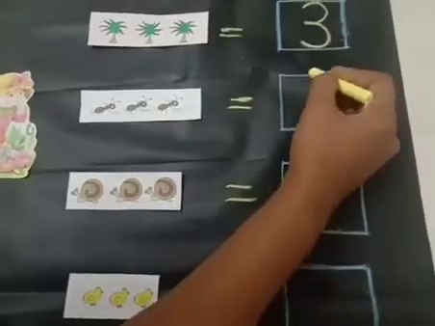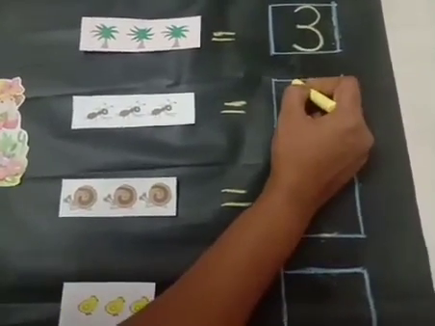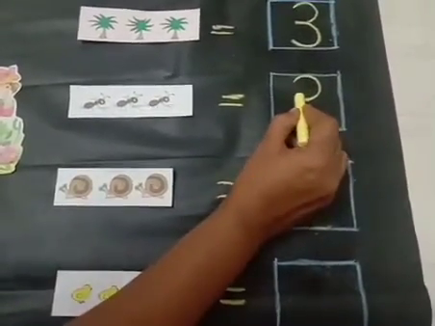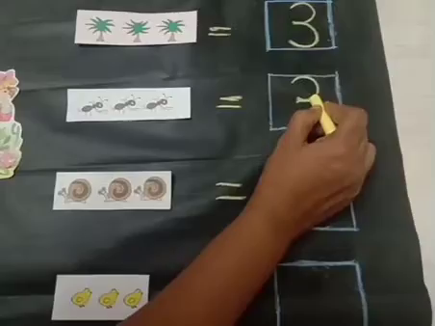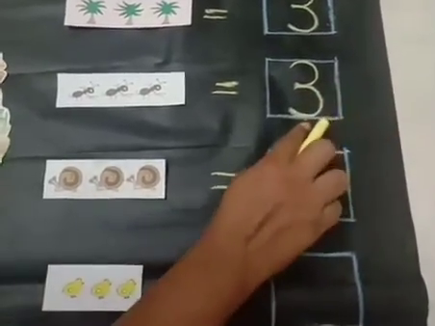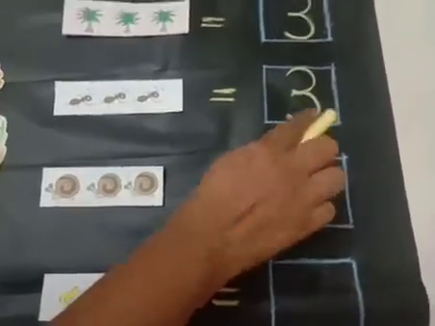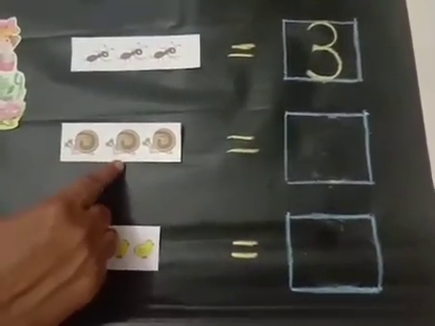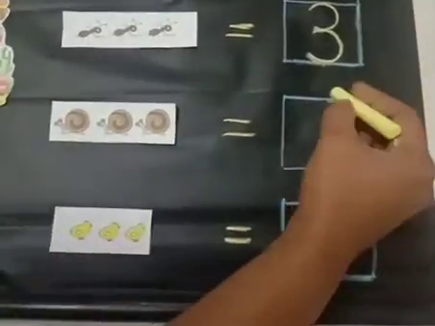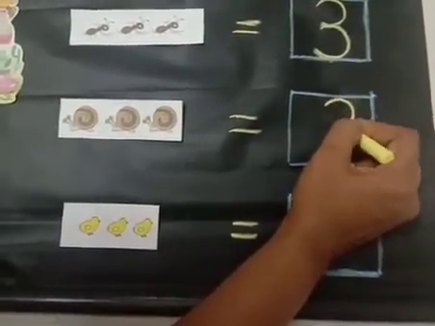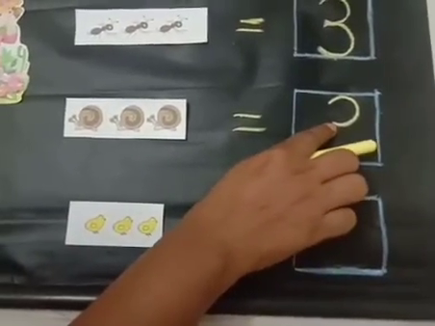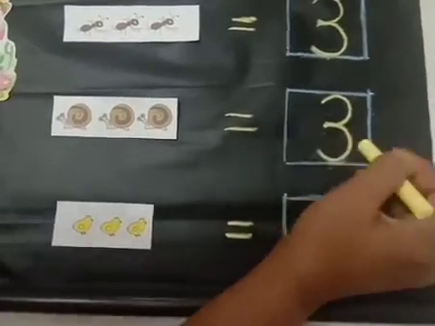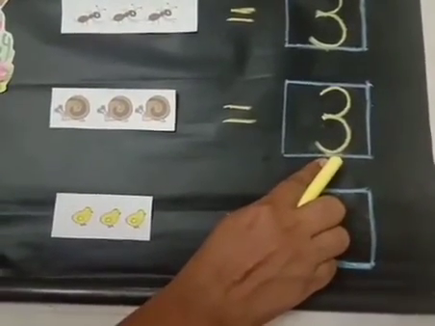Once again I will write and show how we write number 3. Draw a half circle like this. And from this point again we have to draw one more time a half circle like this. Number 3. Now let us count the number of snails here. 1, 2, 3. We will draw a half circle like this, and from this point again we will draw a half circle like this. So we will get number 3.